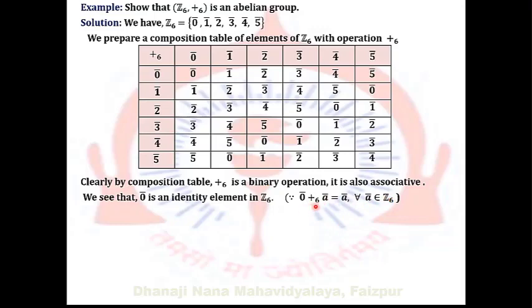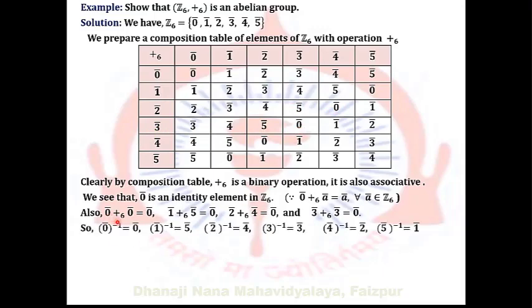So here the operation is nothing but addition modulo 6. Also we see that 0 bar plus 0 bar is 0 bar, 1 bar plus 5 bar is 0 bar, then 2 bar plus 4 bar is 0 bar, and 3 bar plus 3 bar is 0 bar. So from that we can say 0 bar inverse is 0 bar, 1 bar inverse is 5 bar, 2 bar inverse is 4 bar, 3 bar inverse is 3 bar, also 4 bar inverse is 2 bar, and 5 bar inverse is 1 bar. So every element in Z6 has an inverse.